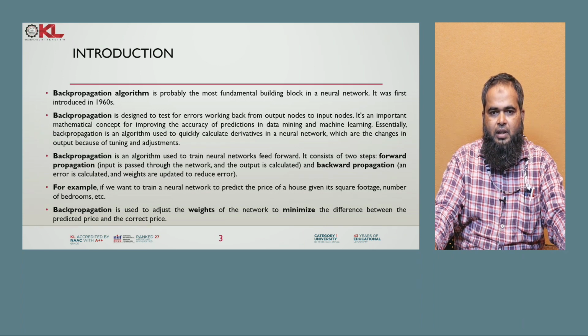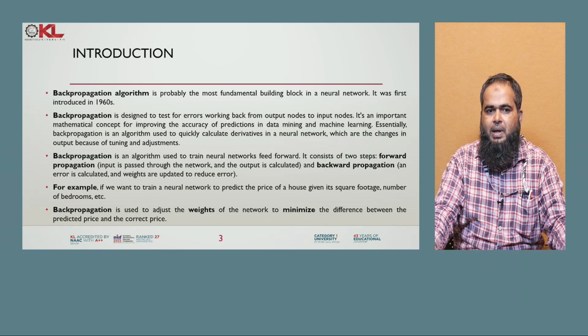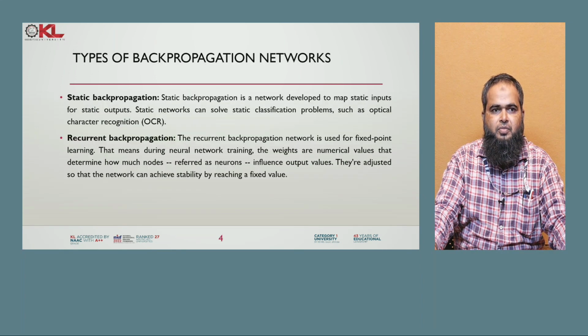For example, if we have to purchase some house, we are given the square footage and number of bedrooms. On the basis of that, we have to predict our house price based on the different parameters. So, backpropagation is used to adjust the weights of the network and to minimize the difference between the predicted price and the correct price.